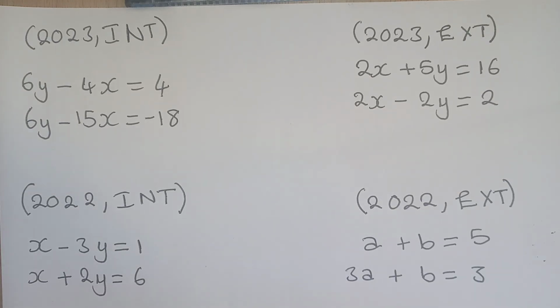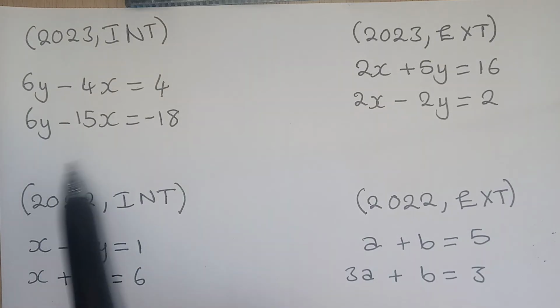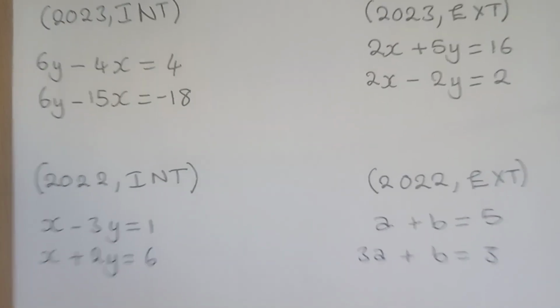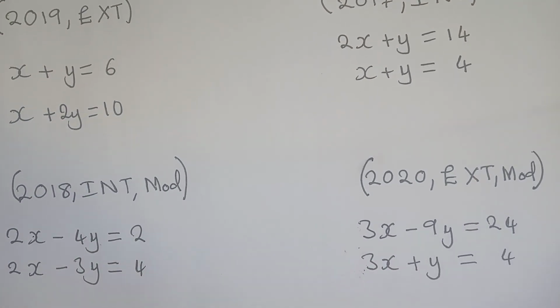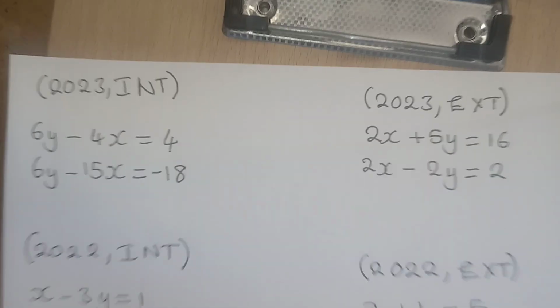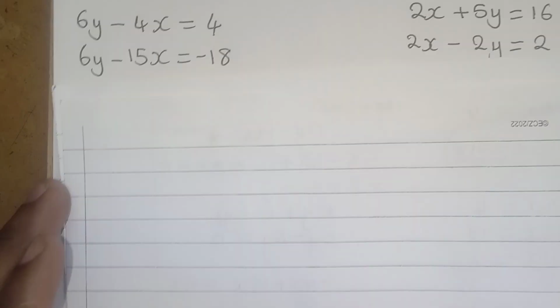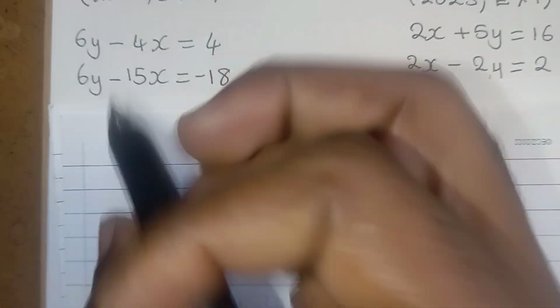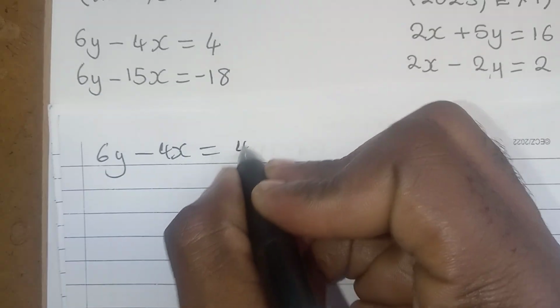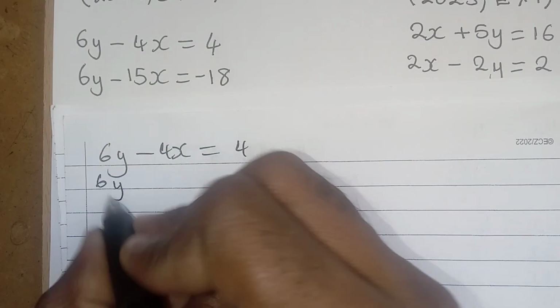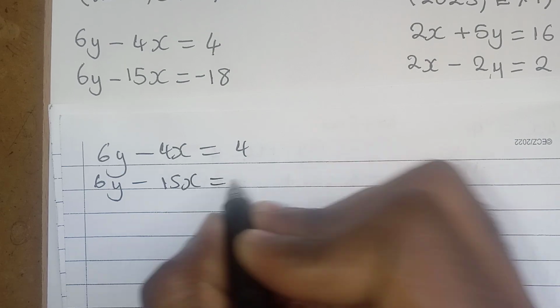Okay, so assignment 2, I'll solve the first 4 problems, and then the last 4 problems will be for you to attempt. So let's start. We have 6y minus 4x equals 4, and then 6y minus 15x equals negative 18.